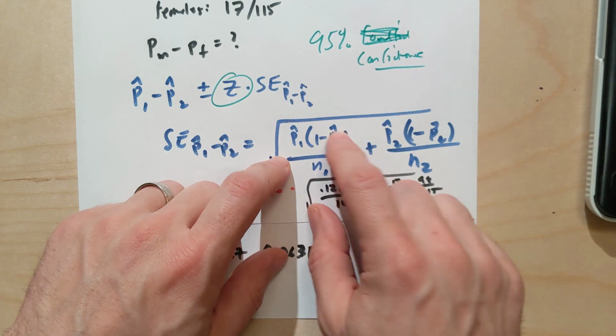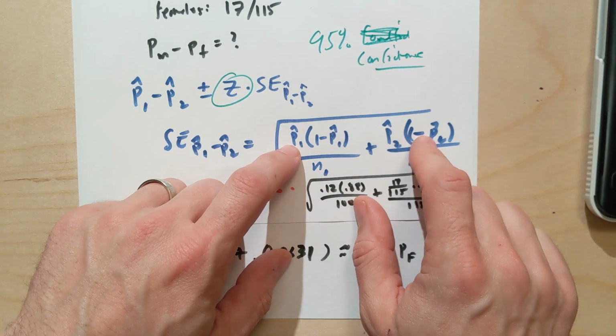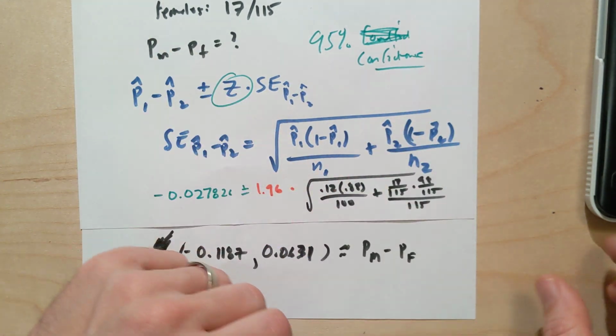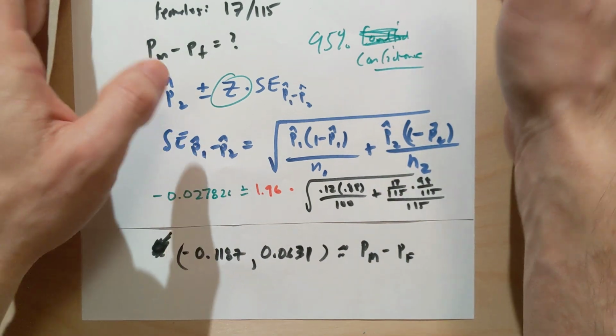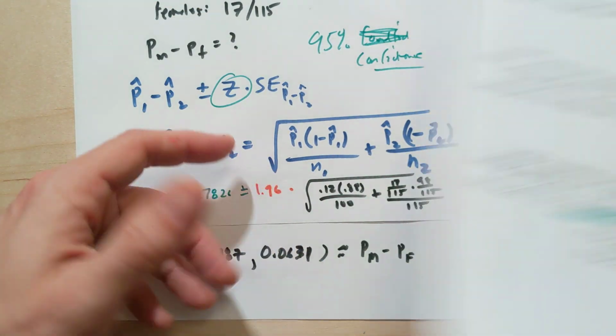Make sure that you're actually using p-hat here, p-hat1 and p-hat2, and not throwing in the pooled proportion. The pooled proportion is just for the test statistic.